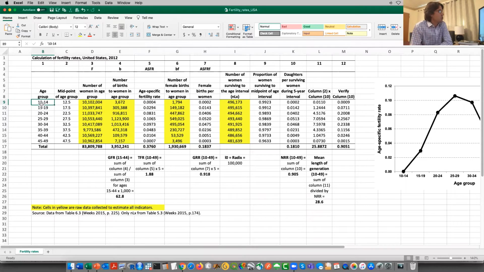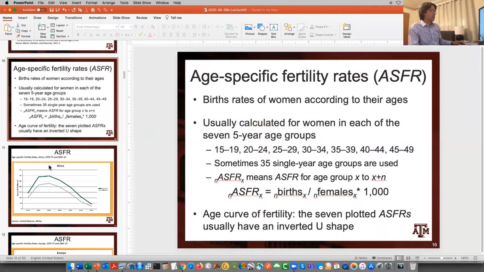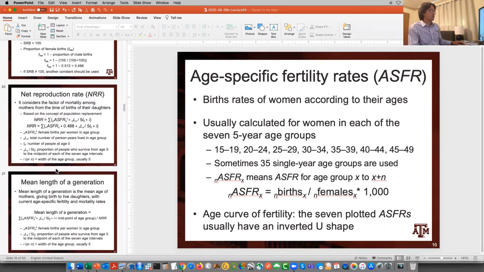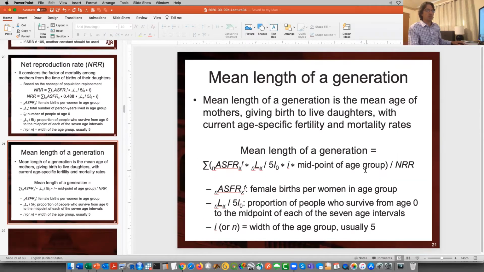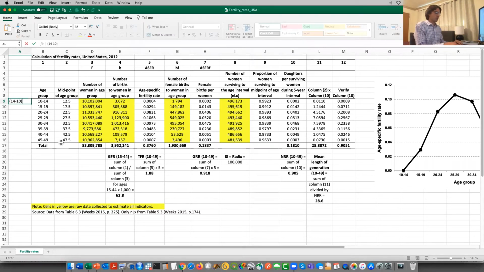So in this specific age group, the first thing that we can do is to get the midpoint of the age group. This information we're going to use just towards the end. What's the midpoint of the age group, which will be used for the mean length of a generation, which is this variable here. We need this midpoint of age group. What exactly is that? It's pretty much just getting the midpoint here. I just get 14 minus 10 divided by 2.